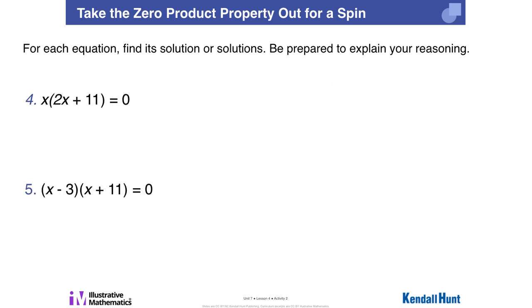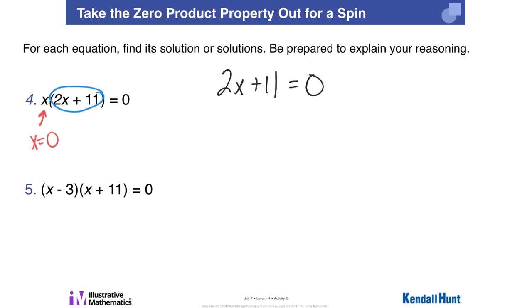In number 4, I know that anything times 0 is 0. So first, x right here could be 0. If that x is 0, the whole thing is going to be 0. And then next, I'm looking in parentheses, this part could be 0. And it might not be as easy to tell what x needs to be to make that part 0.